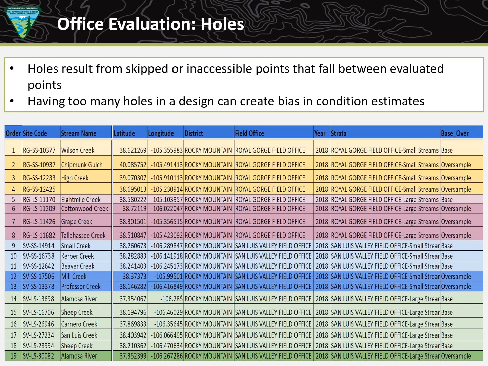This process is followed to avoid creating holes within the sample design. Holes result from skipped or inaccessible points that fall between evaluated points. Having too many holes in a sample design can create bias in condition estimates. For example, a hole may occur in this sample design if the Small Creek site is skipped while Kerber Creek and Beaver Creek are still sampled.